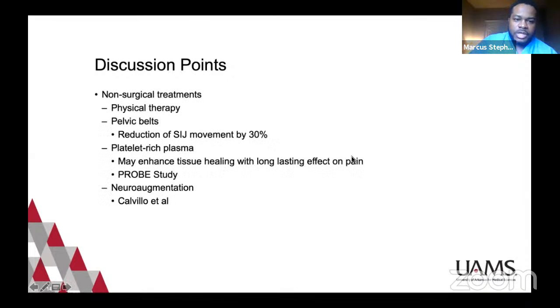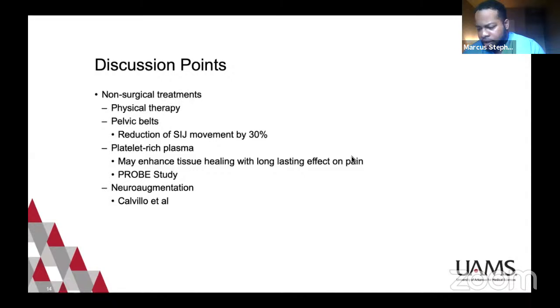Okay, a few more discussion points. They briefly touched on some other non-surgical treatments, which we all know physical therapy helps. Pelvic belts, which can reduce the SI joint movement by approximately 30%. And there was also a study they looked at that discussed platelet-rich plasma.